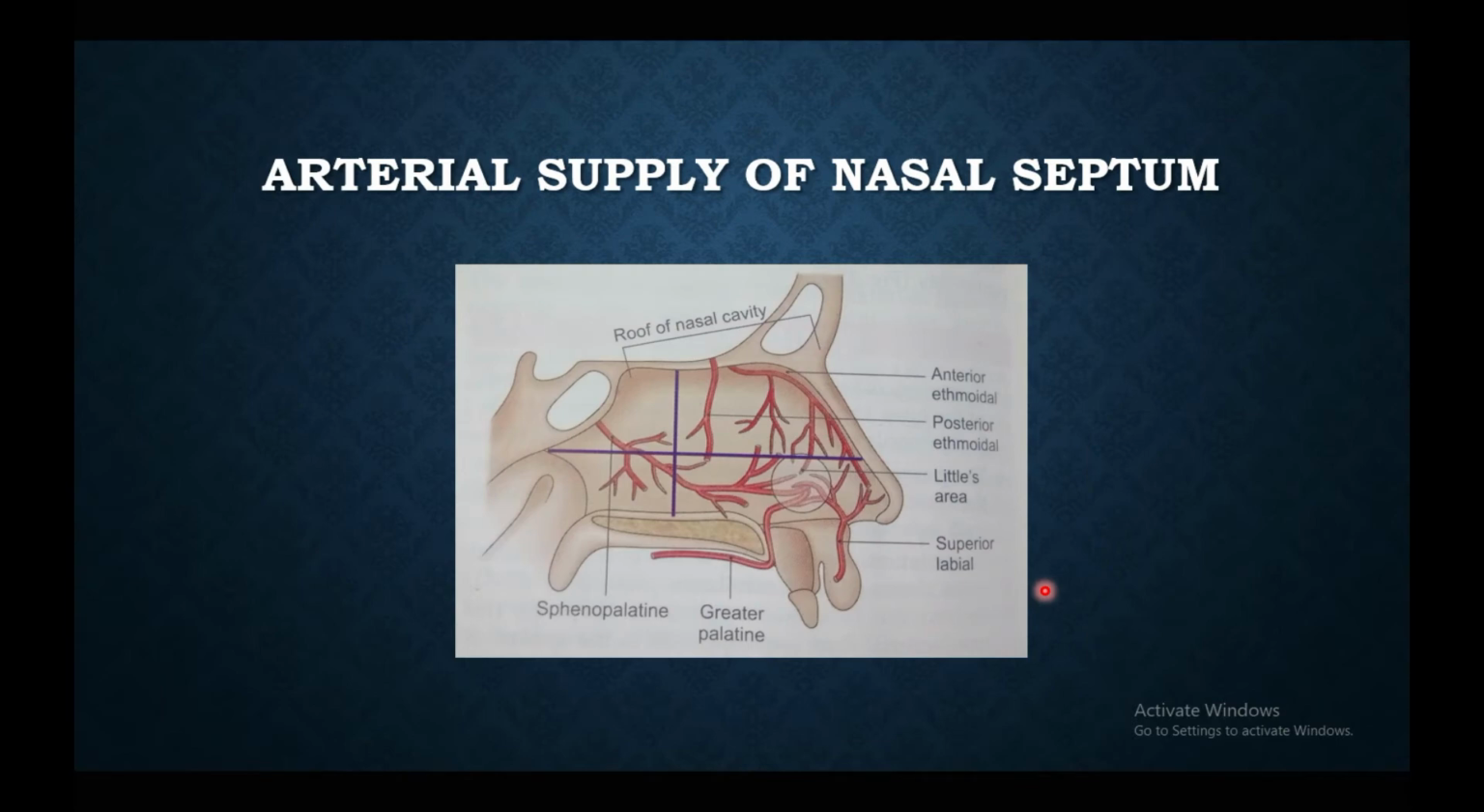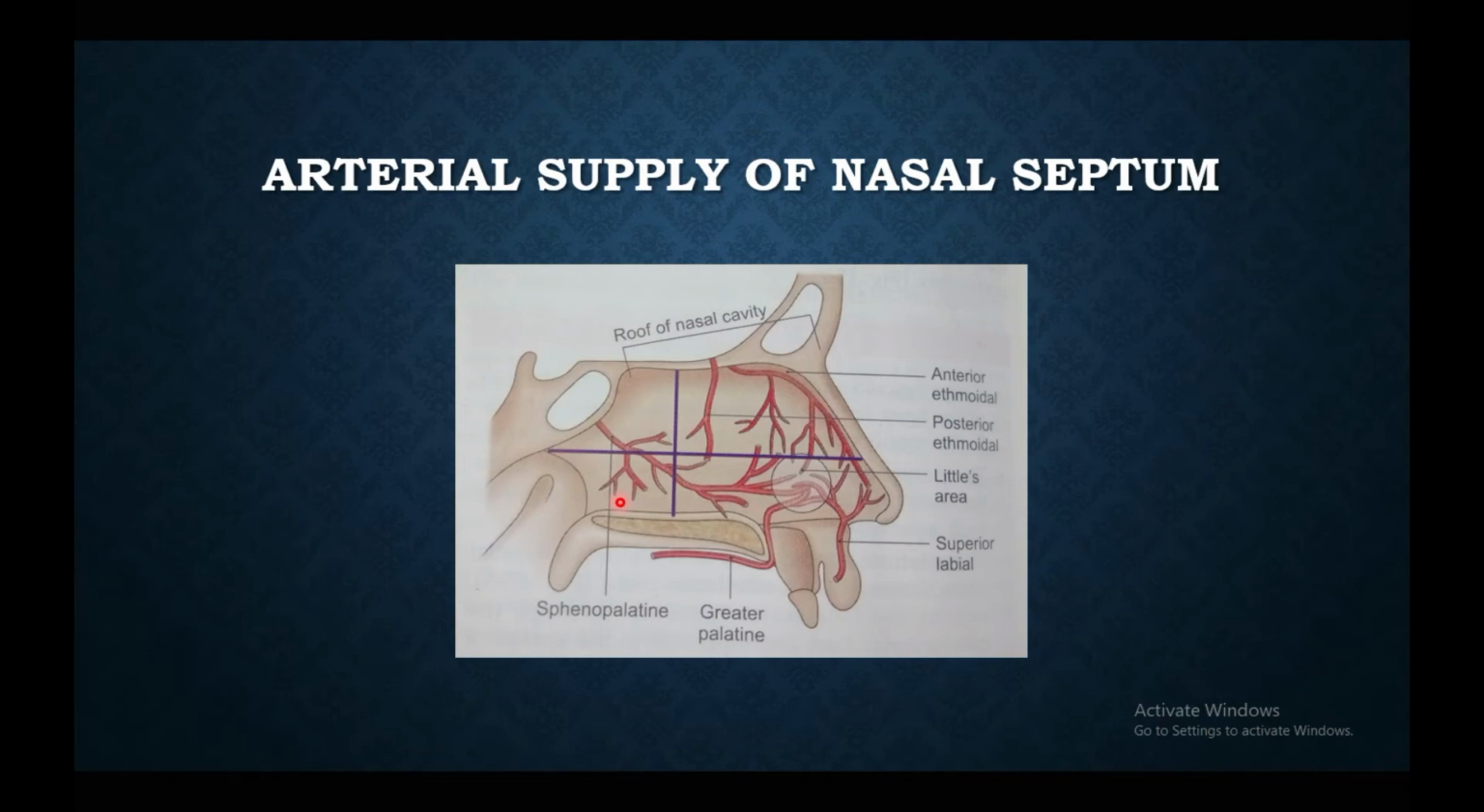Arterial supply of the septum. Anterosuperior part is supplied by anterior and posterior ethmoidal arteries. You can see the anterior ethmoidal arteries and posterior ethmoidal arteries supplying the anterosuperior part. The anterior inferior part is supplied by the superior labial branch of facial artery. The posterior superior part is supplied by sphenopalatine artery. It is the main artery, and the posterior inferior part is supplied by a few branches of greater palatine artery.